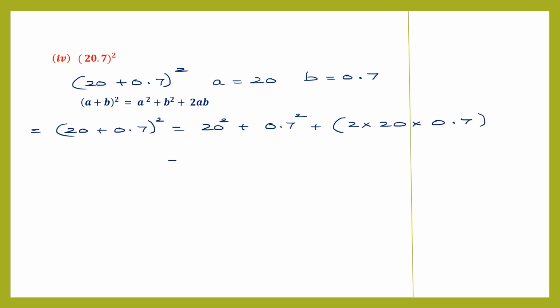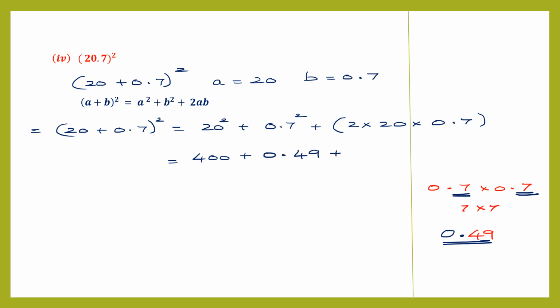So now let's work this out. 20 square, 2 square is 4, there's 1 0, double it, 400 plus 0.7 the whole square. So 0.7 whole square means 0.7 into 0.7. Ignore the point, it becomes 7 into 7 and the answer is 49. Now in the question there is one decimal place plus 1, 2. So your answer also should have two decimal places after the point. So your answer here is 0.49. Let's write it down here.